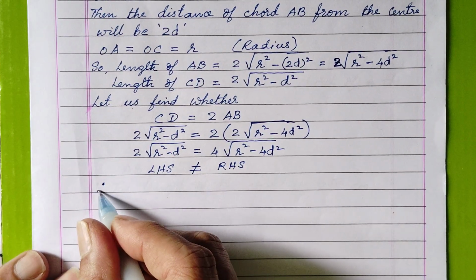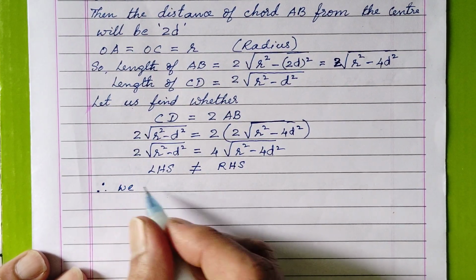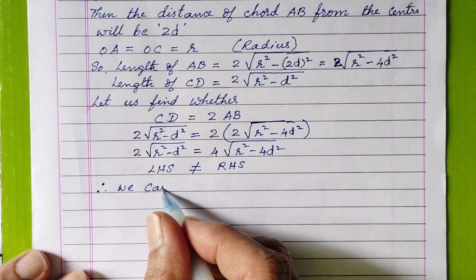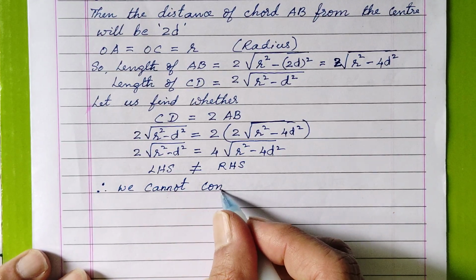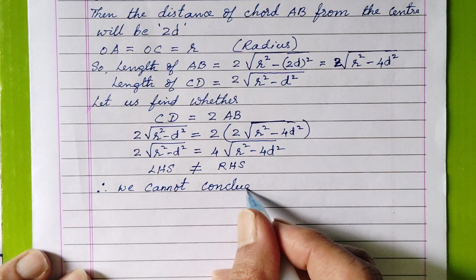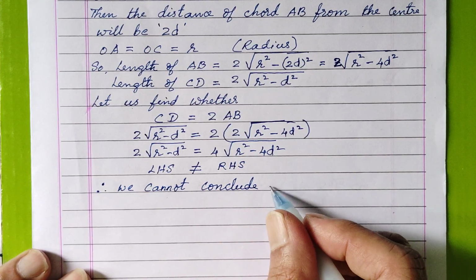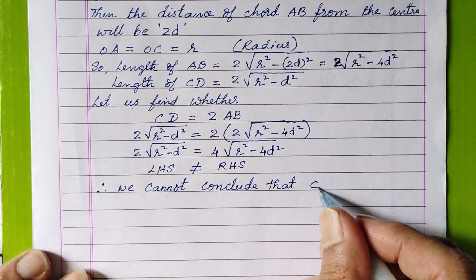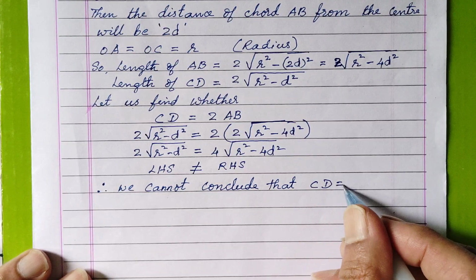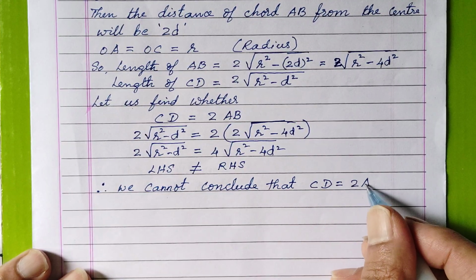Therefore, we cannot conclude that CD is equal to twice AB.